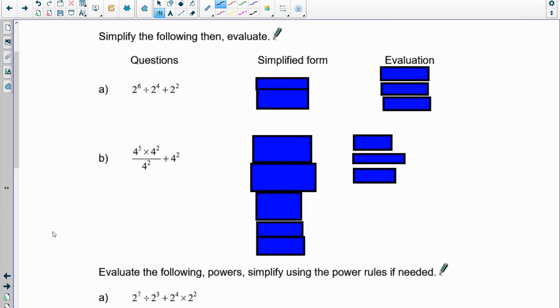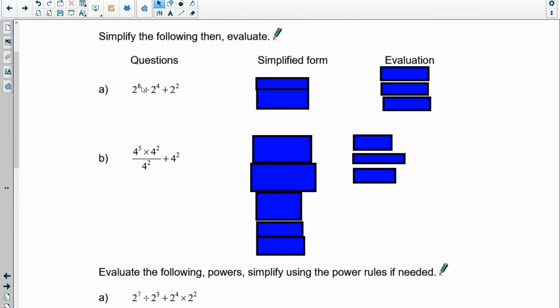Okay, let's see if you can do these questions. So pause the recording, and I'd like you to do these two questions. I'll help you out with the first part just so you understand what I'm talking about. In simplified form, your answer at the end has got to be in exponent form. All right, and then evaluation is your final answer.